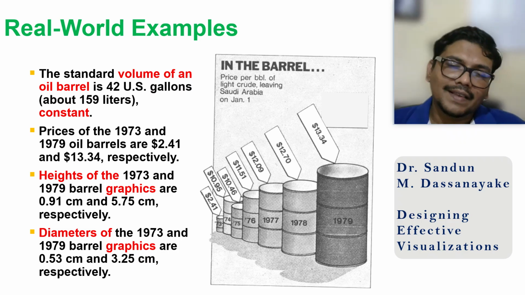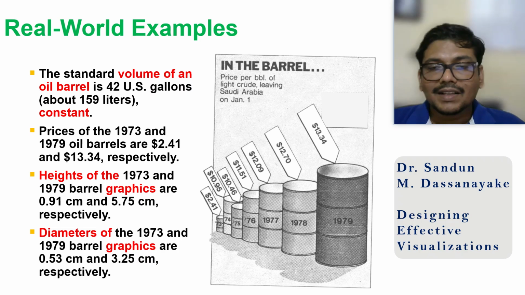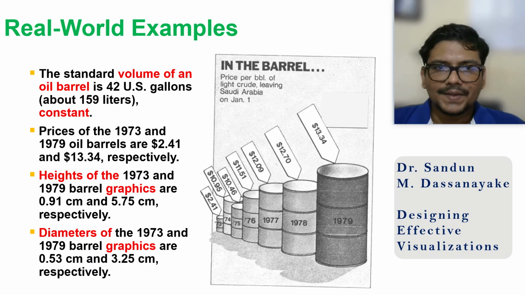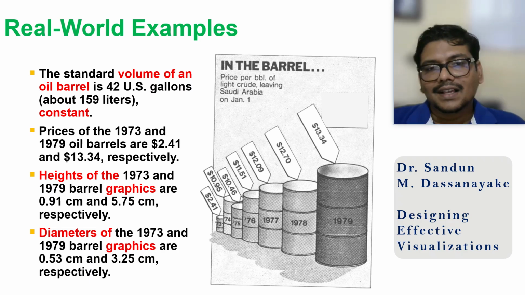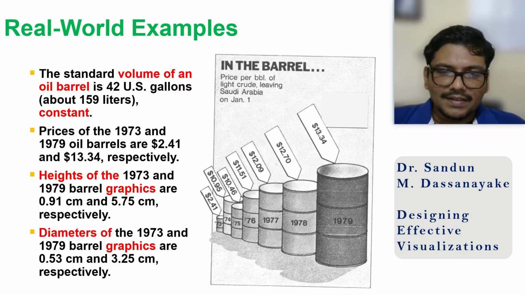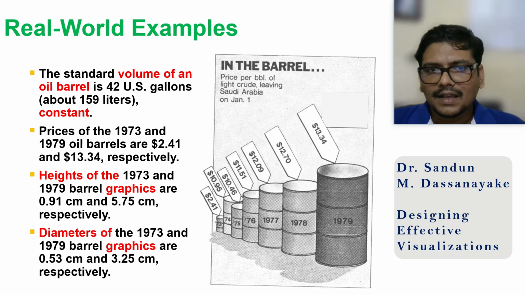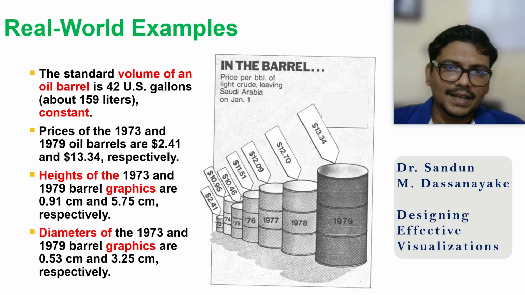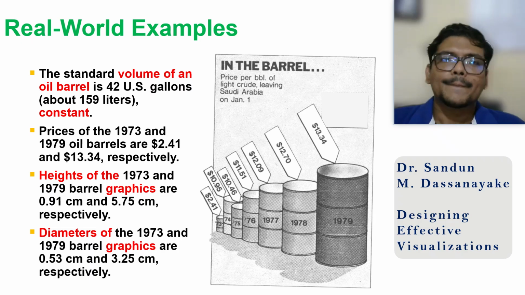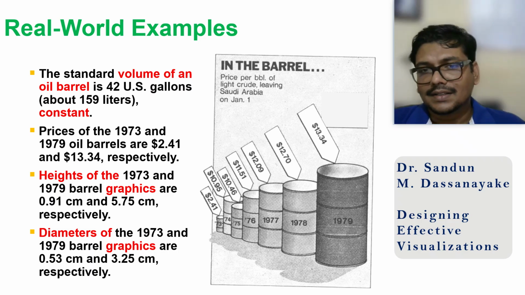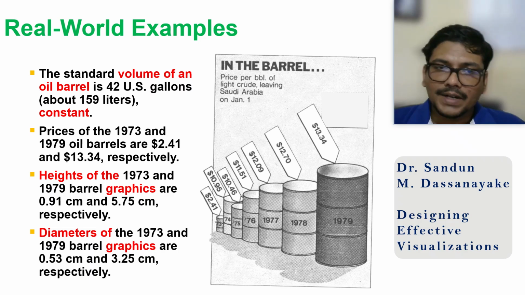Let us now look at a classic oil barrel example. A 3D graphic used to show the price change, which ends up distorting the data far more than the 2D line examples we just discussed. The real world barrel volume is constant, 42 US gallons or roughly 159 liters. Now, the price has changed between 1973 and 1979, but the graphic changed both the height and the diameter of the barrel, drawing to represent that one price change. Let's look at this in detail.